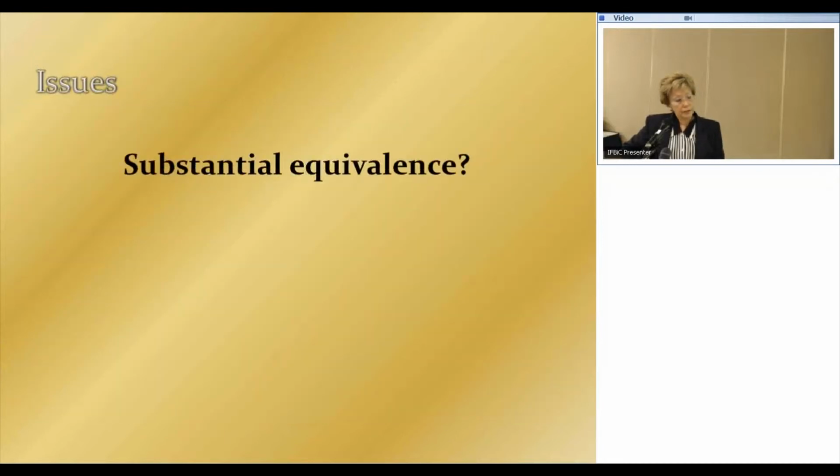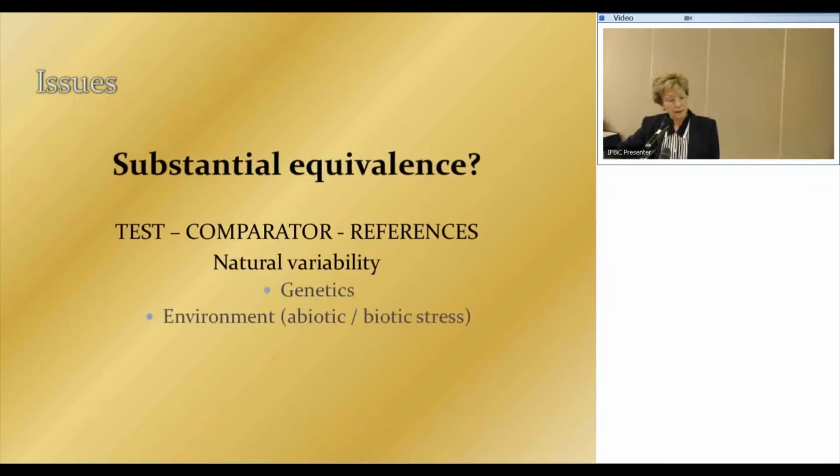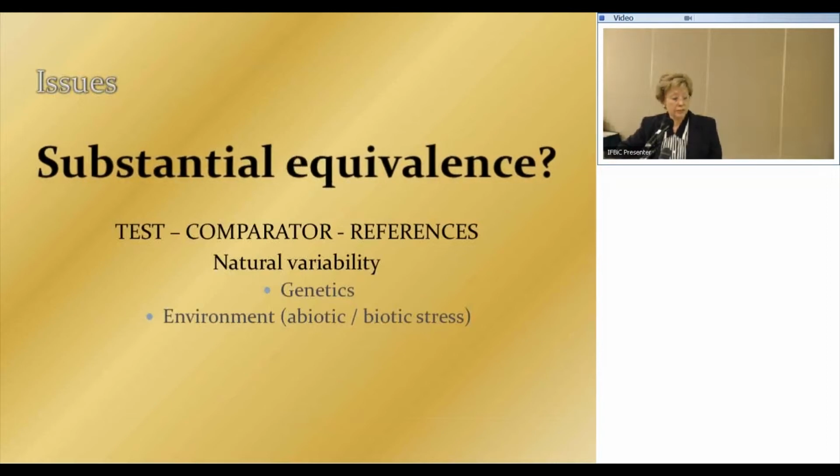So, issues in this assessment: this is substantial equivalence. Do we always understand it? Or is our knowledge broadening now? We're getting more and more information and starting to get more of a feeling for what substantial equivalence is. The test, the comparator, the references. And now with all the natural variability, the genetics, the environmental, abiotic and biotic stress, these give us a much better picture of what to understand by substantial equivalence.